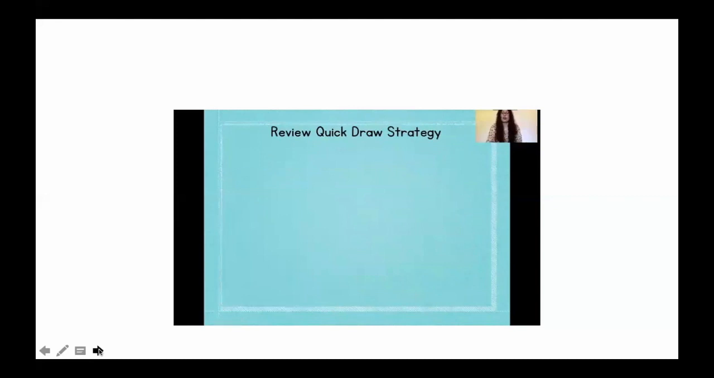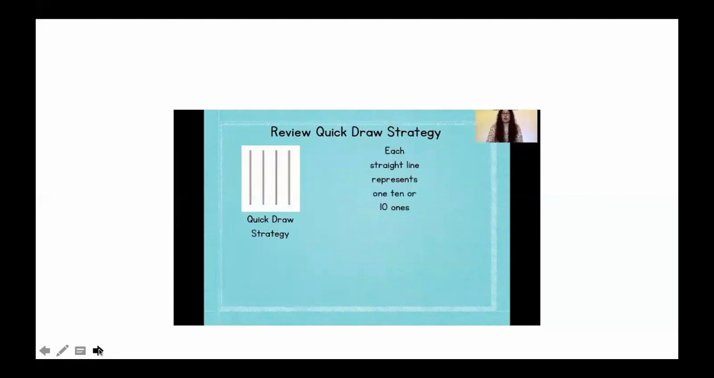So here's our quick draw strategy. We use this a lot. So basically, parents, all it is we draw some sticks or straight lines to represent the groups of 10. If we need ones cubes, we would just draw little circles or little tiny squares to represent the ones. So this is our quick draw strategy, and each straight line represents 1 ten or 10 ones. So each one of those lines that you see would represent one group of 10.